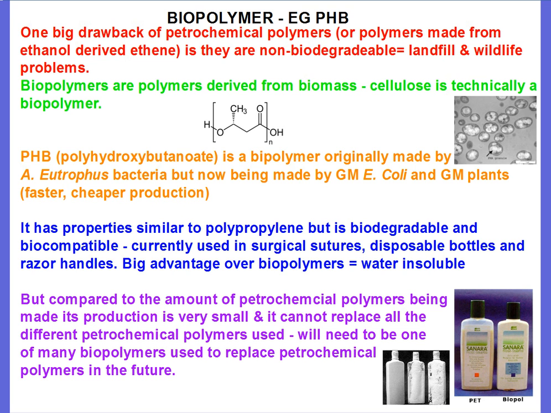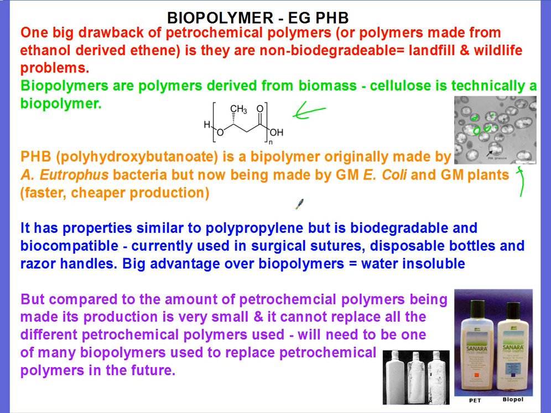coli and GM plants. Here is the polymer, PHB, and here are some of those bacteria. You can see these little tiny white sort of spherical things inside these little bacteria. That's the PHB granules being made inside the bacteria. Now, why PHB? It's got properties similar to polypropylene, which is one of the most commonly used petrochemical polymers, but it's also biodegradable, it's also biocompatible.